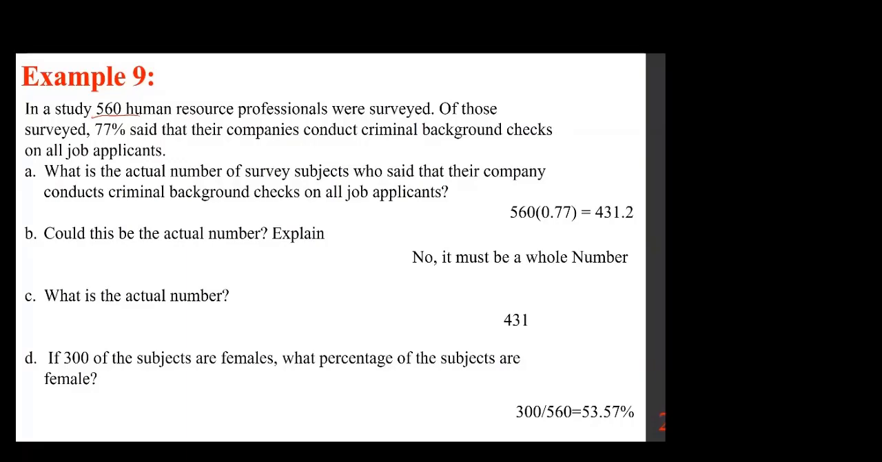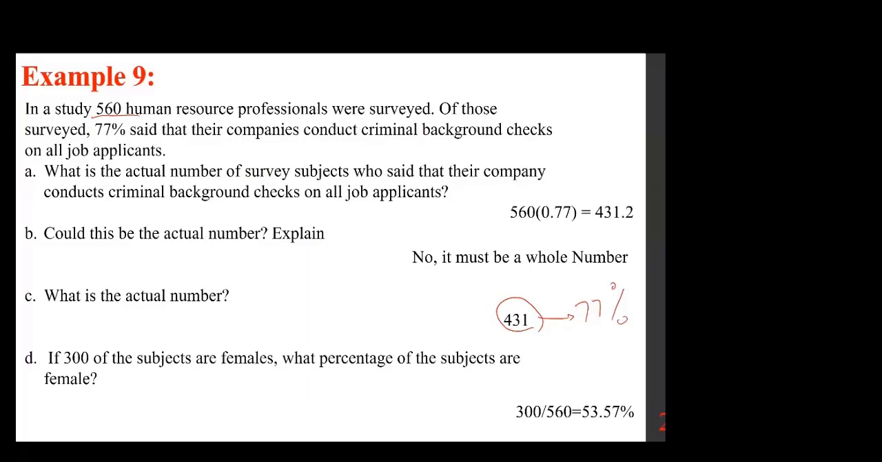Professor? Yes. If it asked how many of the people who said that they conduct criminal background checks were female, would we then do 300 over 431? One more time, I couldn't hear you somehow. If the question asked what was the percentage of the professionals who said that they conduct criminal background checks on their job applicants, would we then do 300 over the 431? No, the thing is 431 has got nothing to do with that. 431 out of 560, okay, said this is the case, okay?